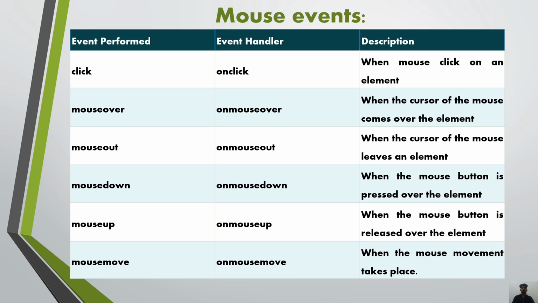Next one, onmouseout. When the mouse cursor leaves an element. Next one, onmousedown. If the mouse button is pressed over the element. Next one, onmouseup. If the mouse button is released over an element, an action is triggered. Next one, onmousemove. When the mouse moves over the element, some action takes place.